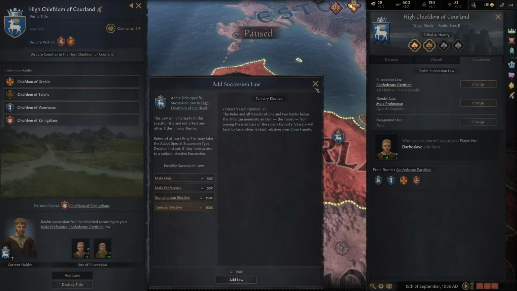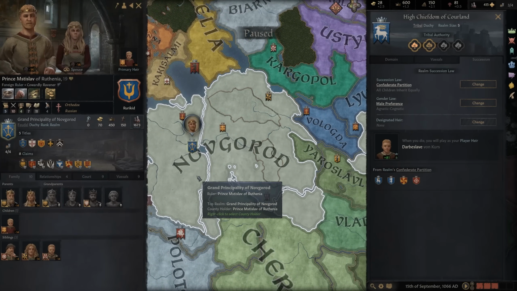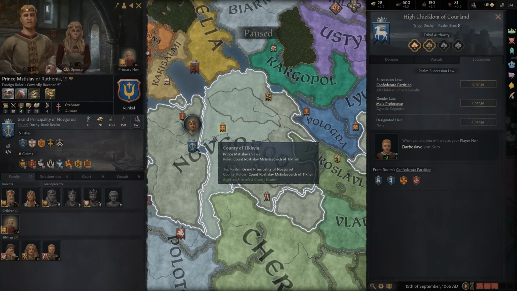But I wanted to bring this up because it's not part of the way they describe tribal in the game. They describe it as like, oh, you're locked in a Confederate partition. But if you were to start in 867 as Novgorod, they say, well, you can take Scandinavian elective. And from there, you don't really need to worry about the primary title as long as it has Scandinavian elective. So I wanted to bring that up, and a lot of people have brought this up in the comments, so it's worth bringing up at this point right now.